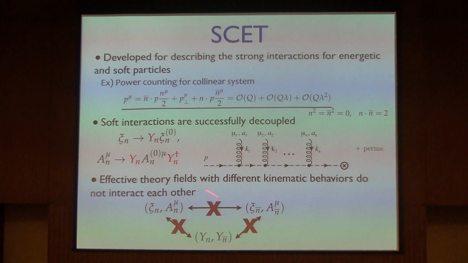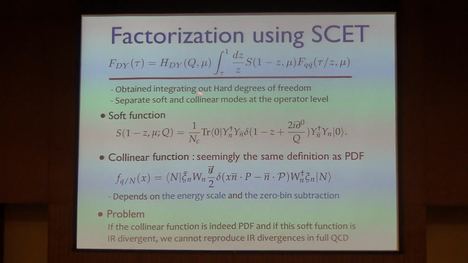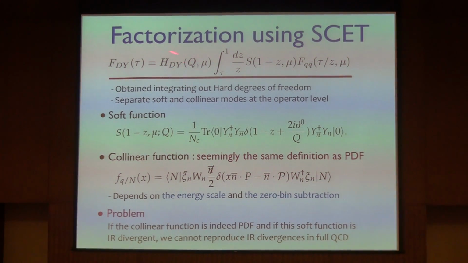So in SCET, at the operator level, we can successfully separate the n-collinear interactions, the n-bar-collinear interactions and the soft interactions. Applying soft-collinear effective theory, we can obtain the following factorization for the structure functions. After integrating out the hard degrees of freedom around the scale Q, at the operator level we have three separated field contents. Simply taking the matrix element, we can obtain the soft function and the convolution of the two collinear functions.